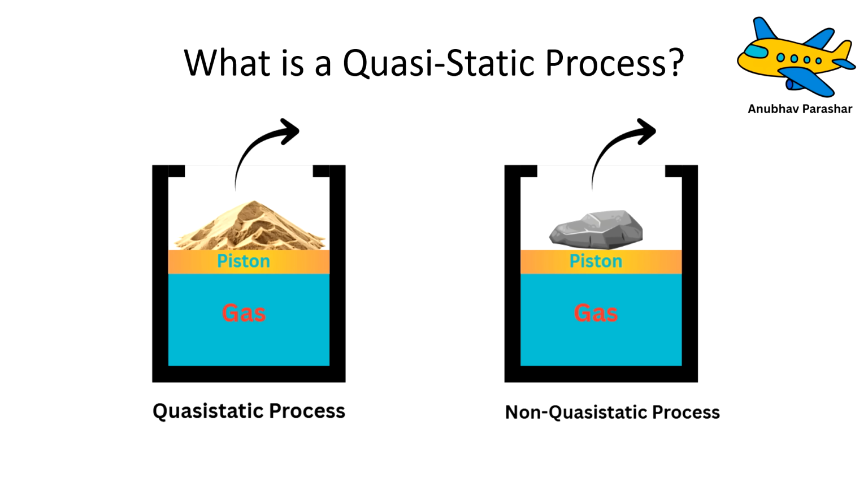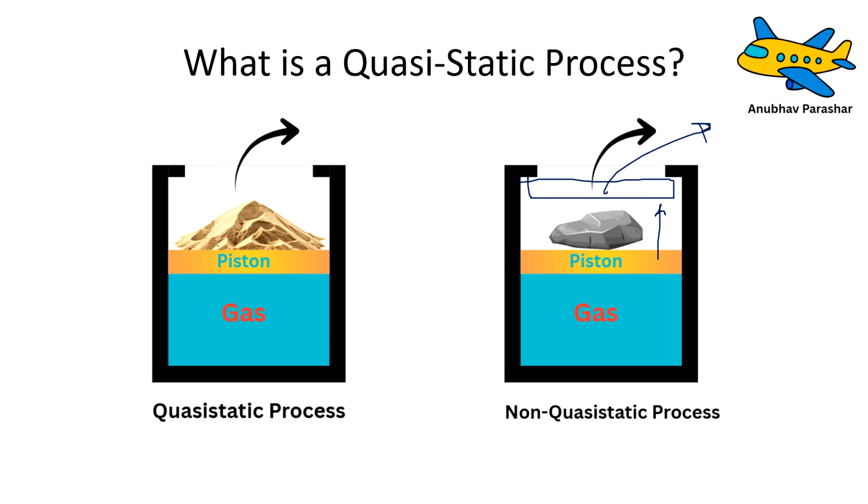Okay. Now, you see there is a gas which is contained by a piston. There are two systems. You can see two diagrams. In one, I have kept sand on it, and in the other I have kept a stone on it. Now, if you take out the stone, what do you think will happen? The piston will immediately go up and strike the stops. The gas will expand. So this is a very fast process.